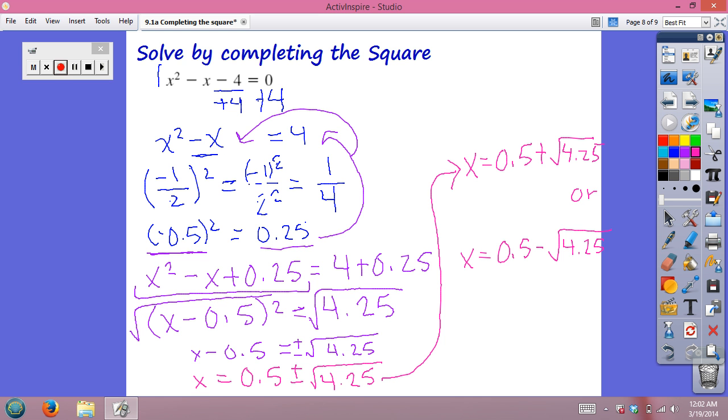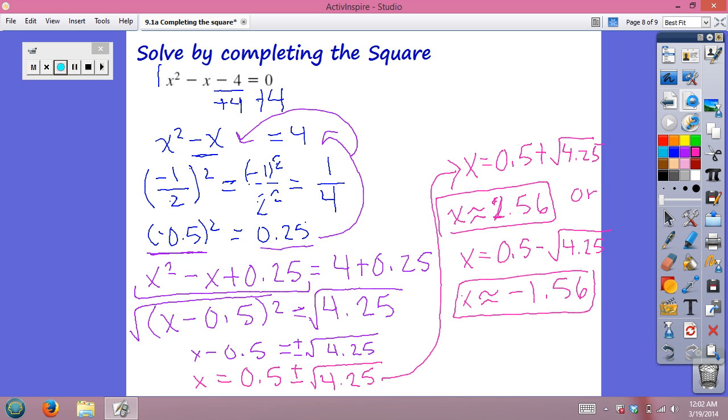So if you plug that into your calculator, you'll get x is approximately 2.56, or x is approximately negative 1.56. And those are your two answers.